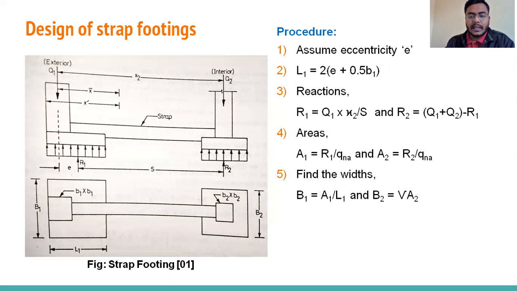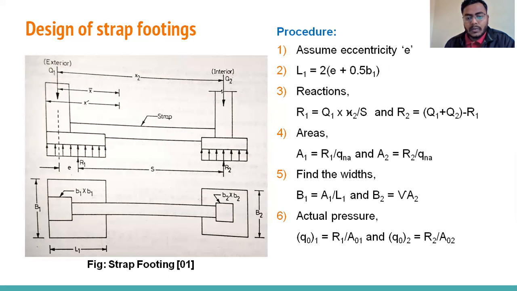So now once we have the area, then we can calculate the required widths. B1 we can calculate, we have the A1 and L1. And B2 we can calculate because this second footing is a square, so taking the square root of this A2, we can get the B2. So here the B1 and B2 are the required widths for the rectangular footing and for the square footing.